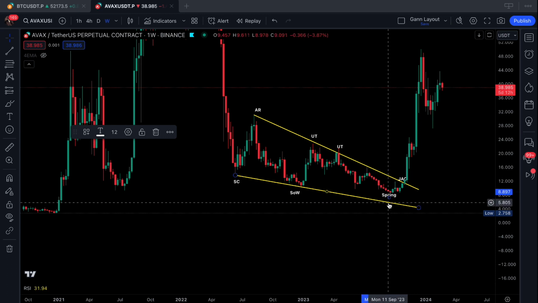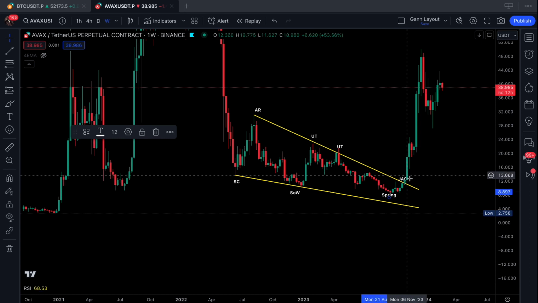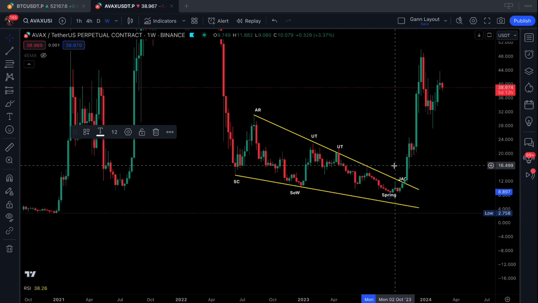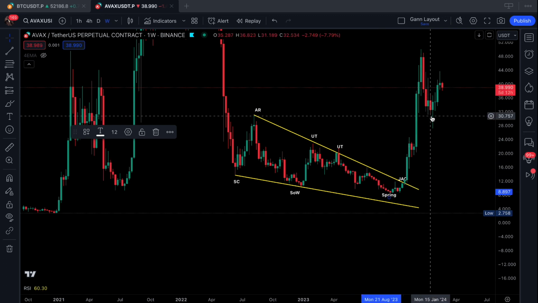So this was a spring and a jump across the creek, a move above. It's not a range, but above resistance, and the markup phase is beautiful. Just look at this coin, beautiful. And I said it in the video, you can watch, that this coin has a very professional market maker. And if this coin has a professional, good market maker, you know that it's going to perform well in the future. So AVAX.